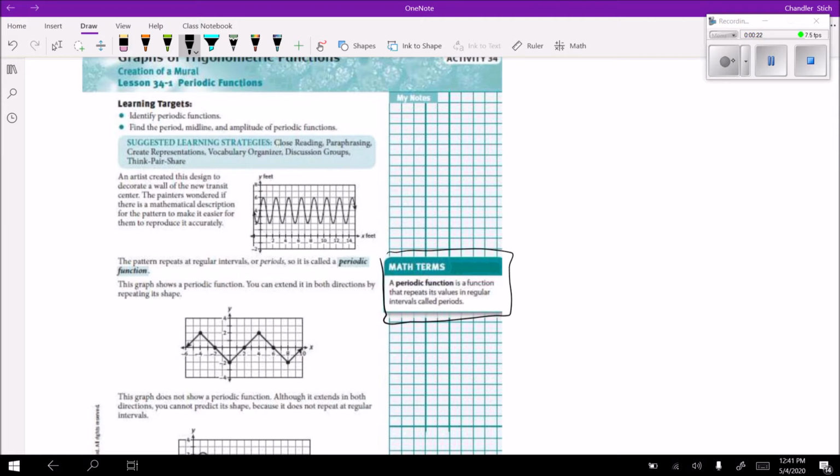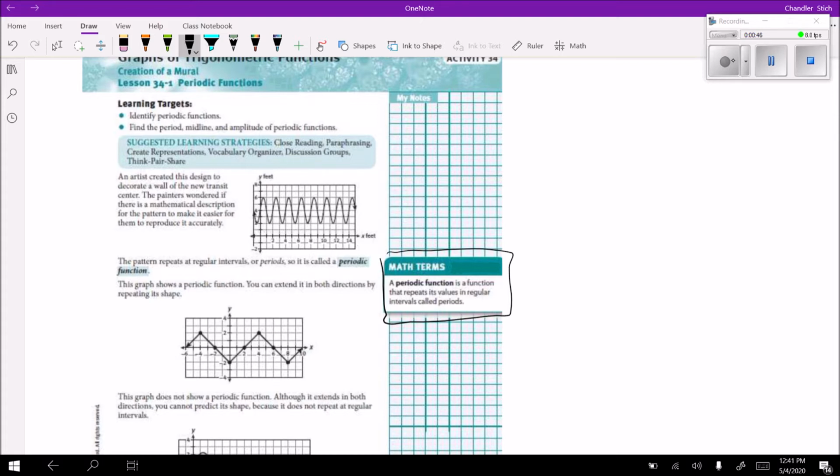Essentially, a period is almost like a unit of time in a way. Obviously, there are periods of history, right? The medieval period and so on, the Renaissance period. So a period in math is essentially the time or the x-axis of repetition. A pattern that repeats at regular intervals is called a periodic function.